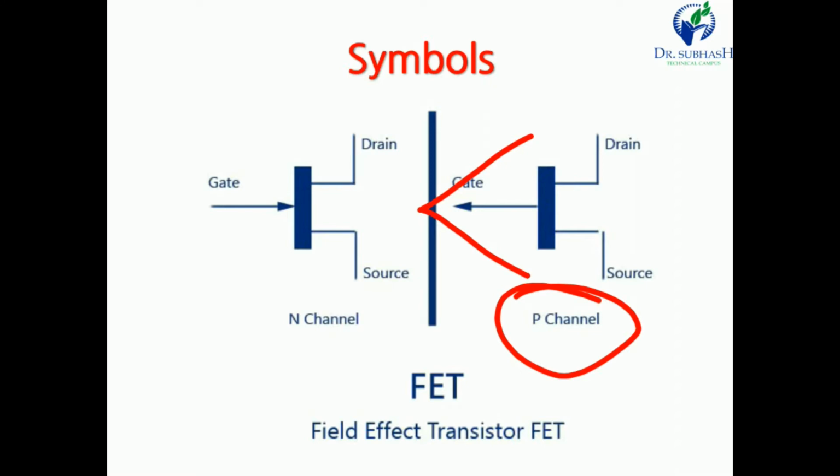So you have to remember the direction of the arrow. If we change the direction of the arrow, then the total device will change. Means N channel or P channel will be different. So this is the basic symbol of FET.